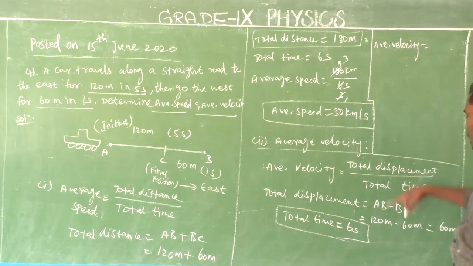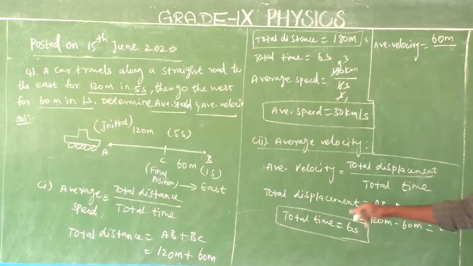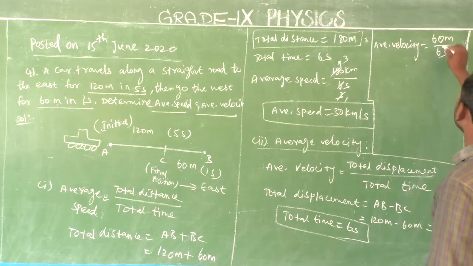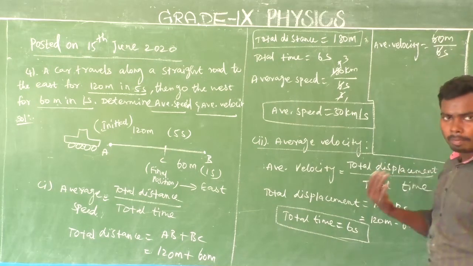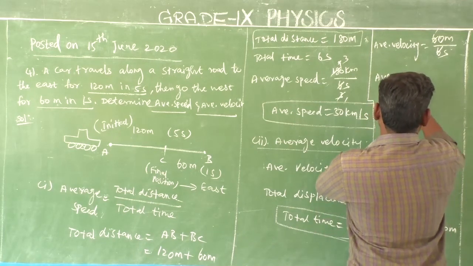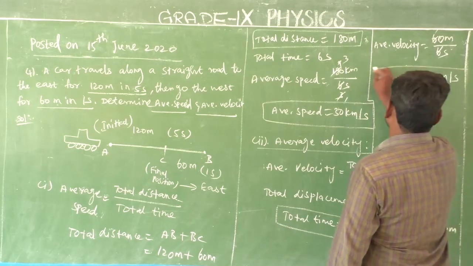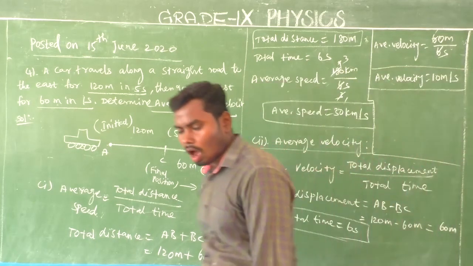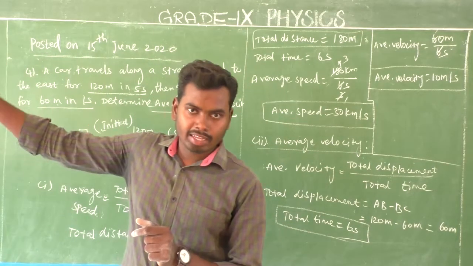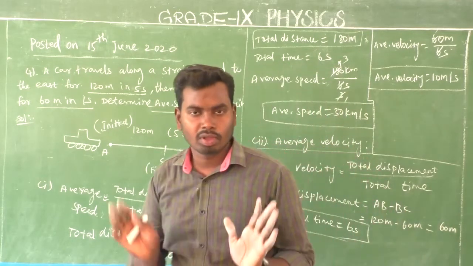Total displacement value is 60 meters divided by total time taken, 6 seconds. If we divide both, the value is equal to 10 meters per second. That is average velocity. So average velocity is equal to 10 meters per second. Is it clear? Towards what direction? Because finally the car moves towards only the west direction. Is it clear? So very simple.